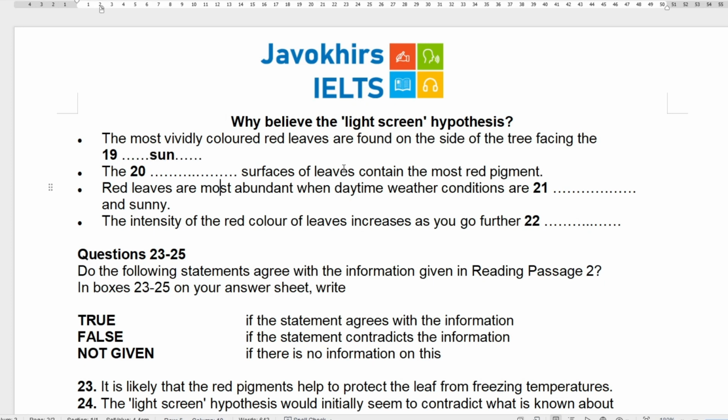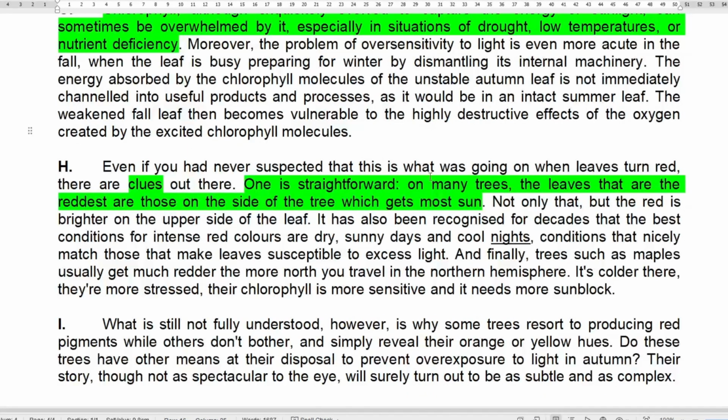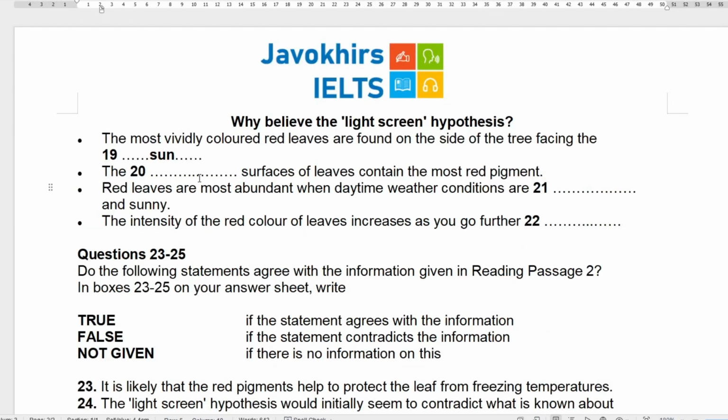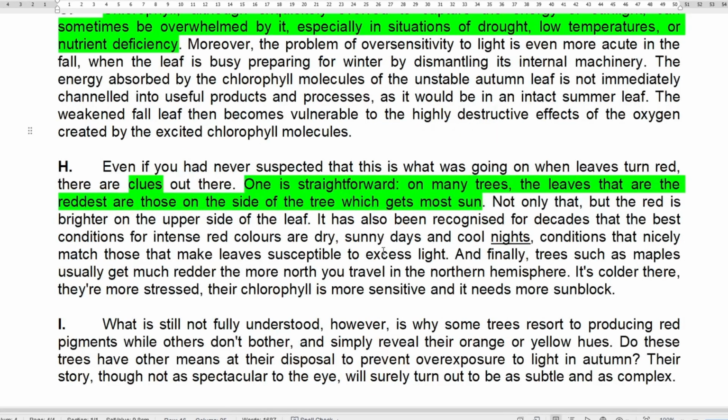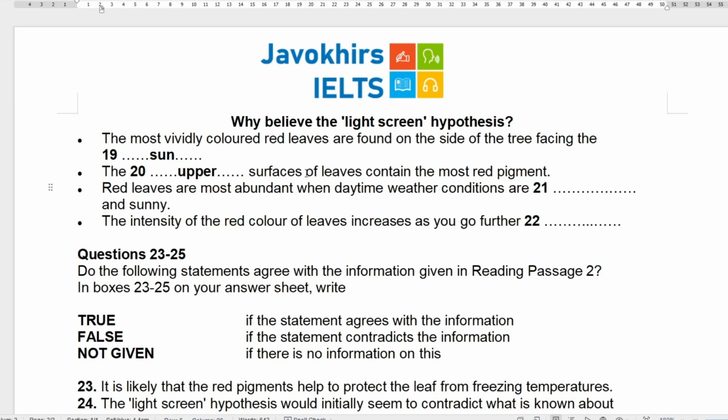Alright, the blank surfaces of leaves contain the most red pigment. Not only that, but the red is brighter on the upper side of the leaf. Surface is the side, so the upper side is the answer for yours. Red leaves are most abundant when daytime weather conditions are something and sunny. Okay, there we go. We have this one as an answer, and it's referring to surface.